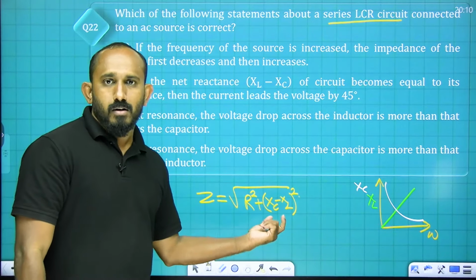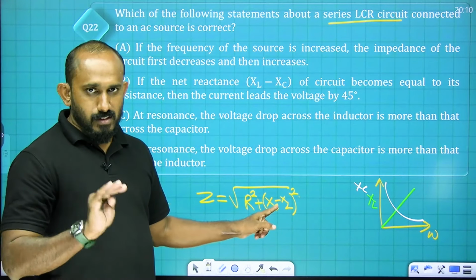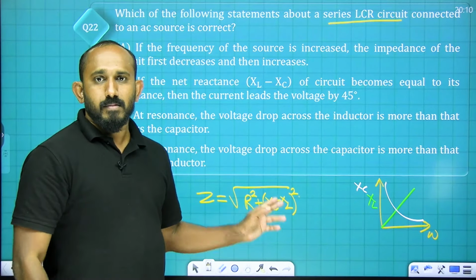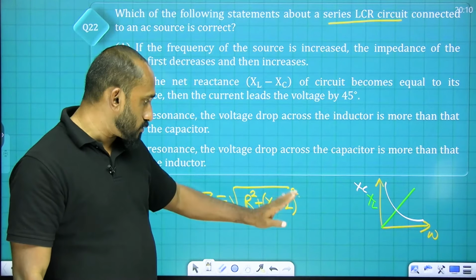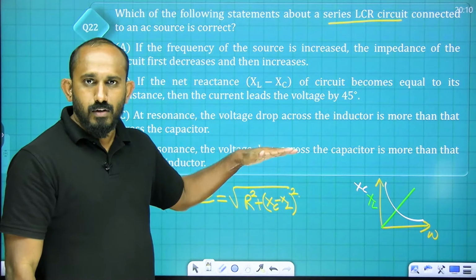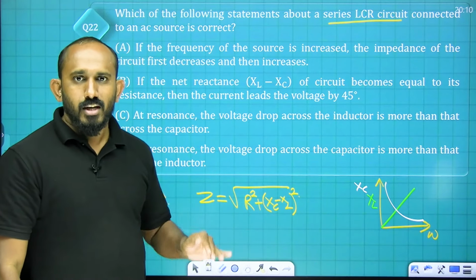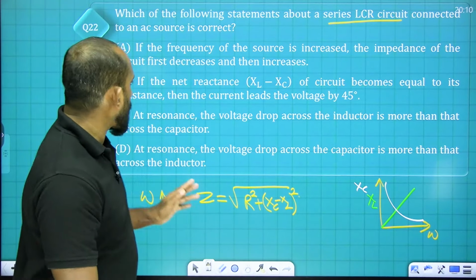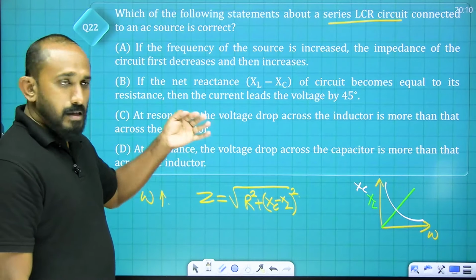So XC minus XL will be positive in the first case, then after that it becomes negative. At a particular point both will be equal, so it becomes 0. First a positive value, then 0, then a negative value comes. That means initially it decreases, becomes 0, then increases the other way. So we can say the impedance of the circuit first decreases, then increases. Let it be there. Next case.